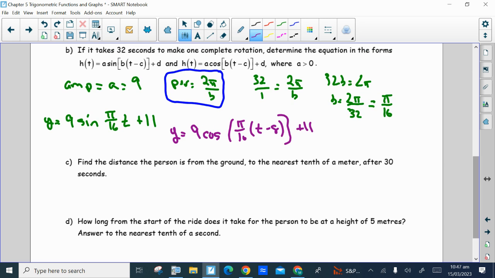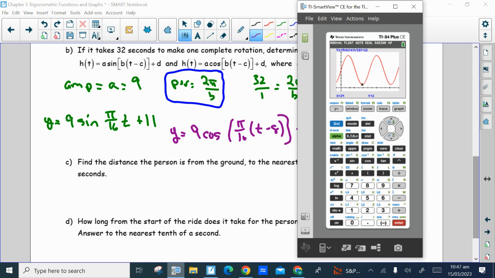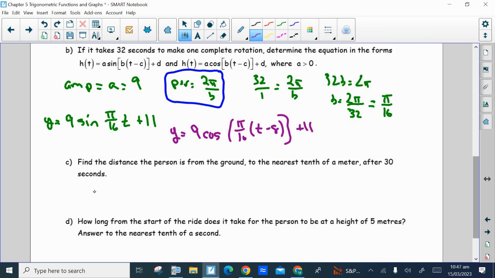Find the distance the person is from the ground to the nearest tenth of a meter after 30 seconds. So we can do this on our calculator by going into our trace mode and letting x equal 30. And I guess time is in seconds, not minutes. So we can see approximately 7.6 meters. Could also get that by using the equations that we came up with and letting t equal 30.